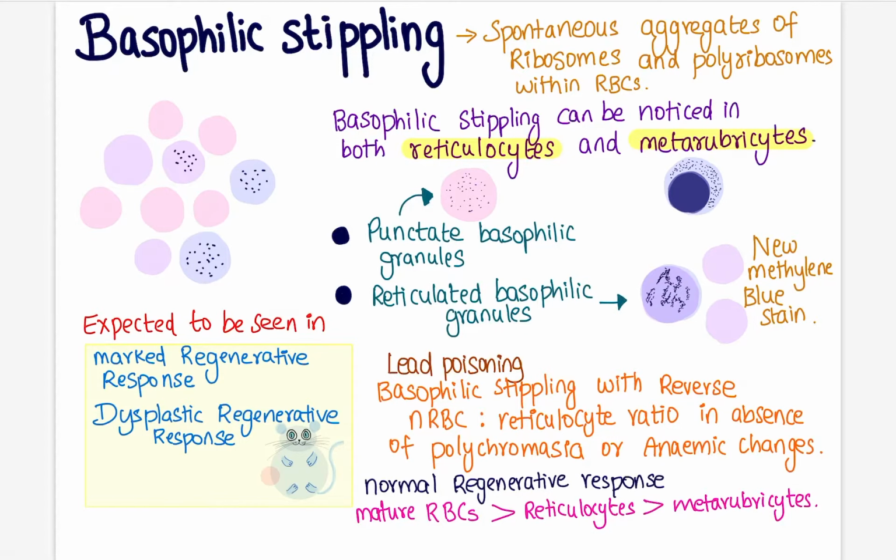Again, basophilic stippling can be classified into two types based upon the way they appear. The first one is punctate basophilic granules, where you can see the basophilic granules dispersed throughout the reticulocytes. They appear like a chocolate cookie. The second one is reticulated basophilic granules, where they appear like this. These cells can be very well visualized in new methylene blue stain and not in other Romanowsky or Wright stains.